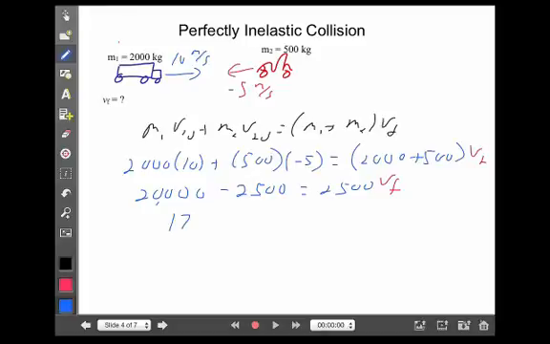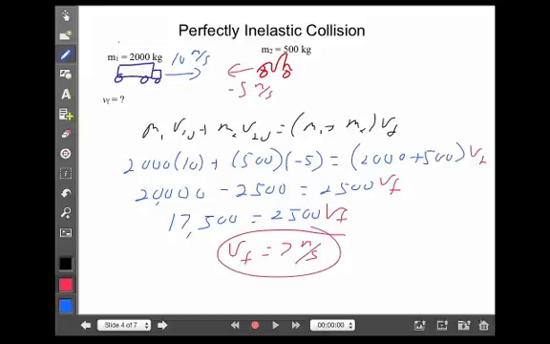This is 17,500 divided by 2,500, which gives a velocity of positive 7 meters per second. So not only did the car slow down in the negative, but it was shoved back the other way in the positive direction. And again, that's because the truck had such an overwhelming momentum.